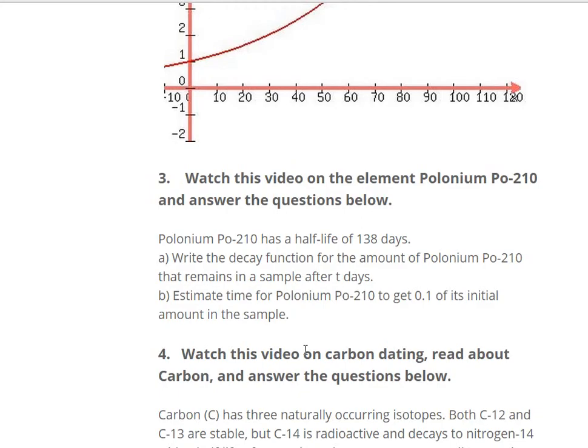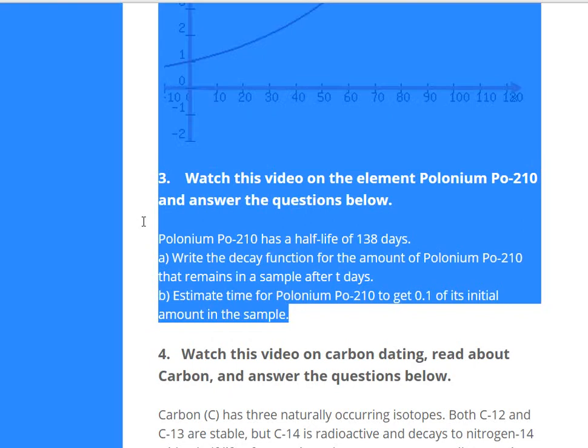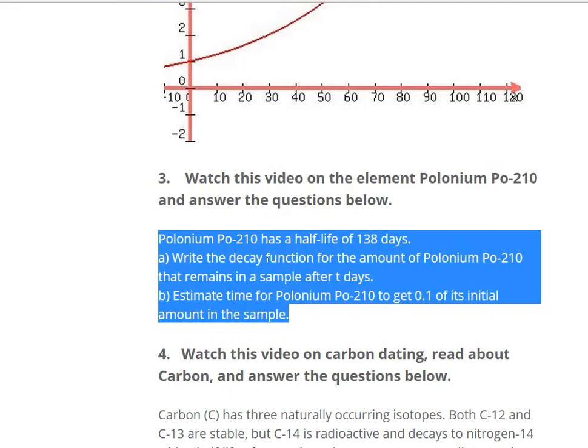All right, looking at number 3, it says polonium has a half-life of 138 days. Write the decay function for the amount of polonium that remains in the sample after t days, and estimate the time for polonium to get 0.1 of its initial amount.